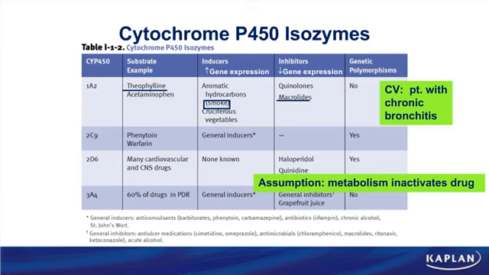If it's a prodrug, the inducer is going to convert it to its active form more readily, and the inhibitor is going to prevent it from forming its active form. So that's a different scenario, but that is much more rare than what we're assuming here.